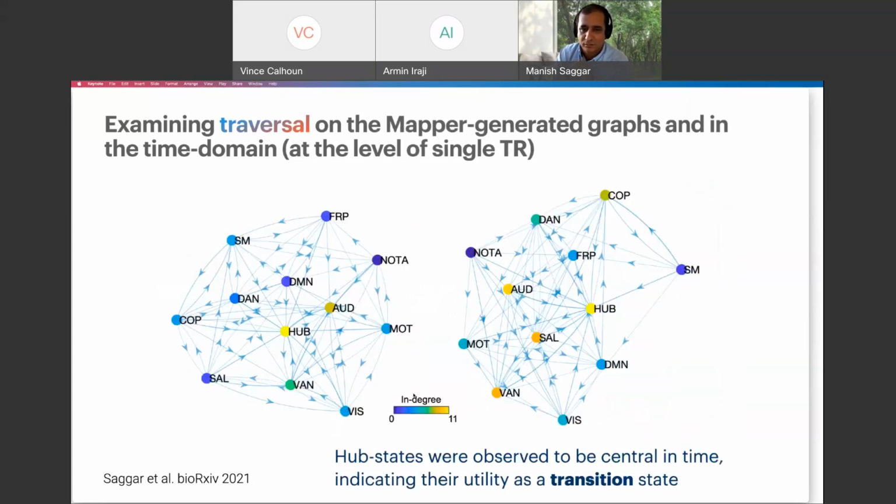And then you can also represent it as a Markov chain plot where you find the highest in-degree. So now the nodes are colored by the in-degree, and hub is the highest in-degree, for example. And that also replicates. So hub states were observed to be central in time as well, meaning that these are the states that are intermediary, being passed through every time the brain state transitions from one dominating state to the next.